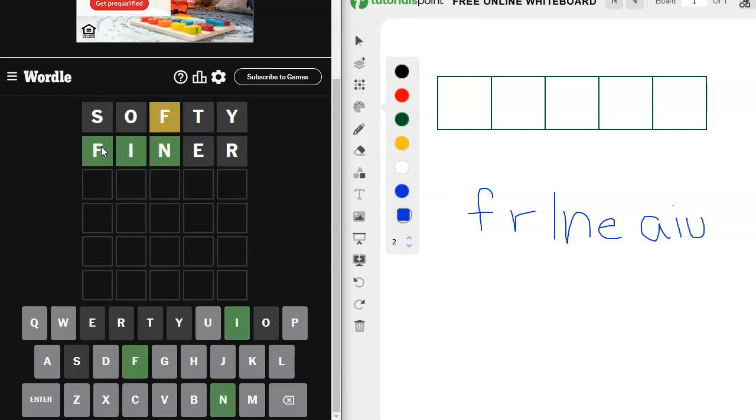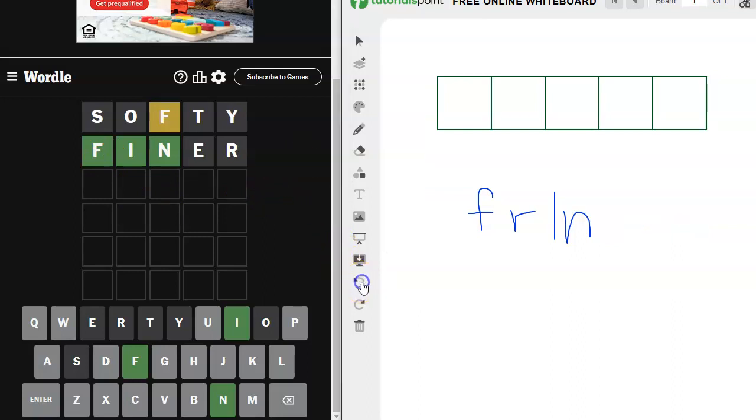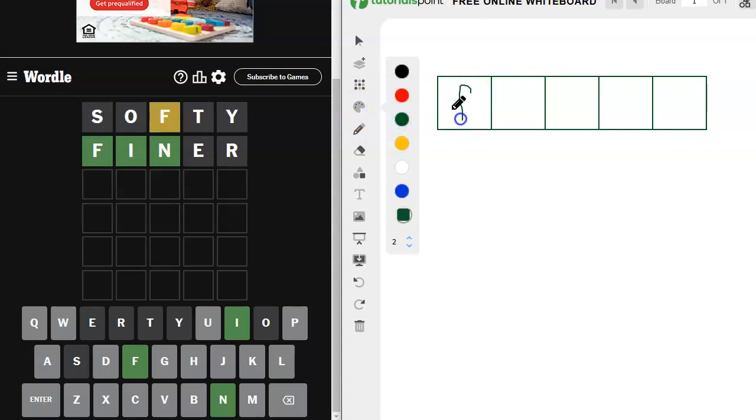Oh, fiend. That looks familiar. Okay. Yeah, didn't need the E. Was kind of sure there was an E in there somewhere. And it's not final. Let's put things in. F-I-N. So, what else could this be? We've gotten rid of the Y.